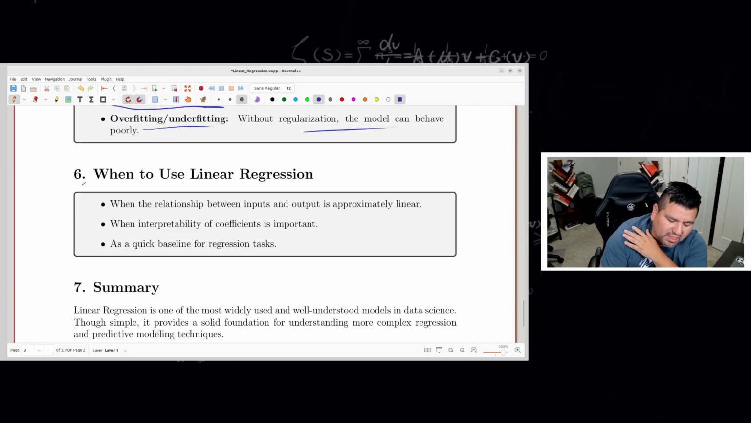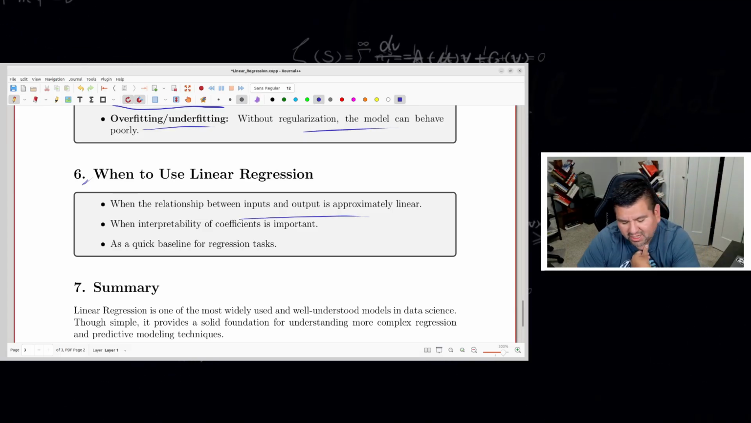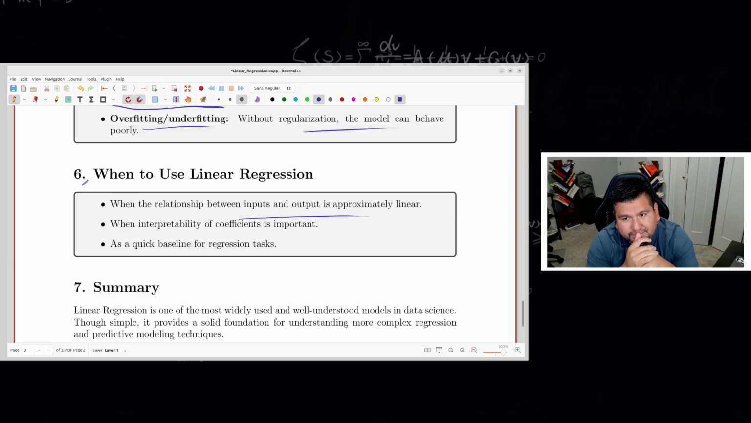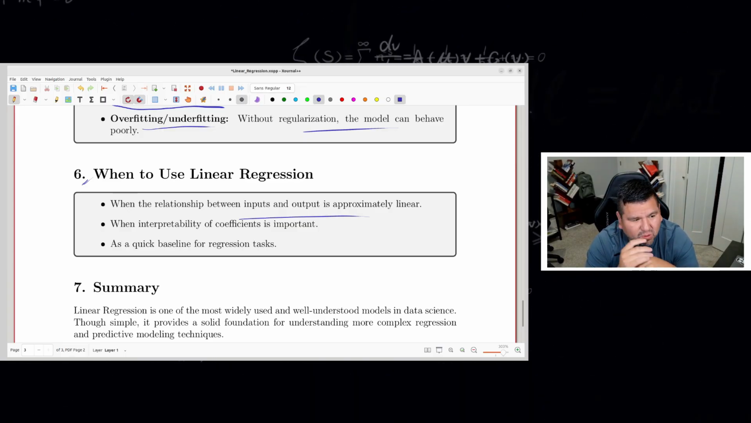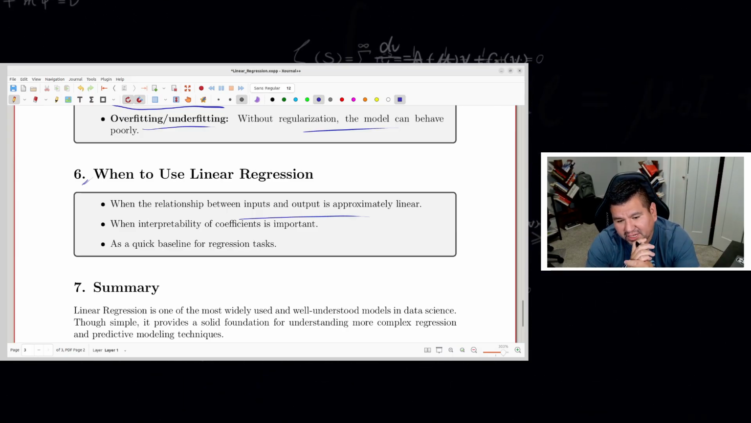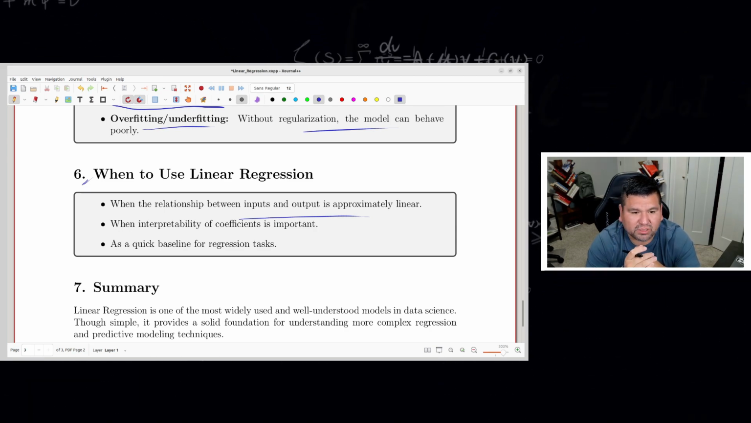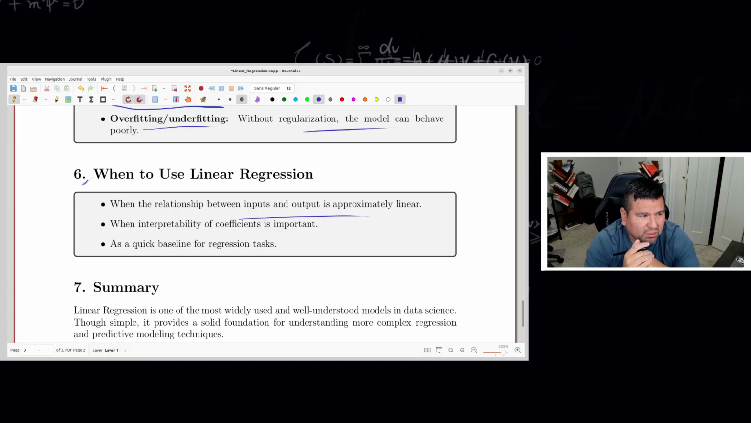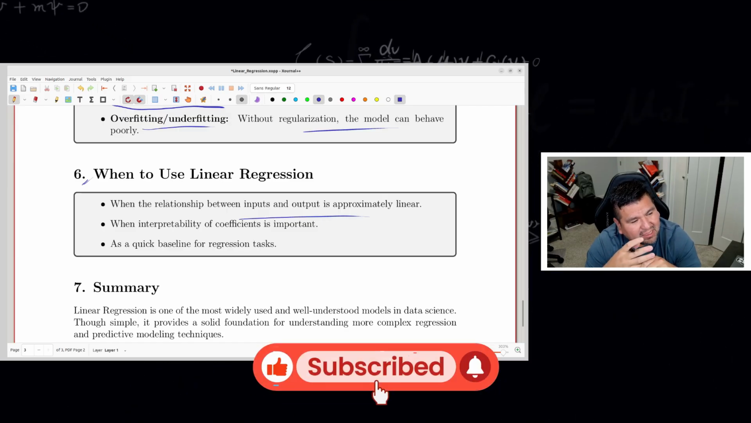When to use linear regression? When the relationship between the inputs and outputs is approximately linear. Believe it or not, there are some fields in which that's going to be true. The first thing that comes to mind is economics. There are, or at least I see some, relationships that are very linear in nature.